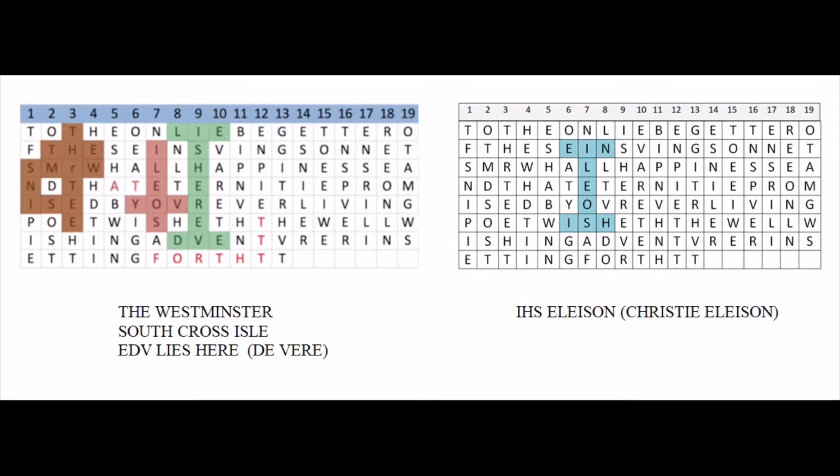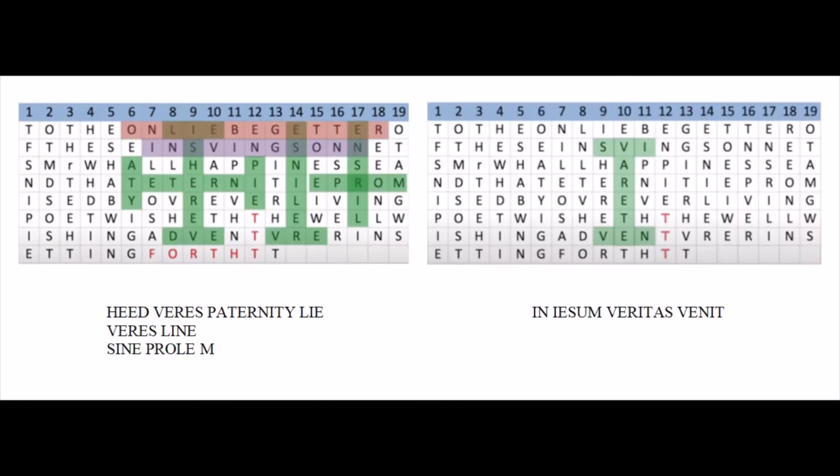Regarding the concept of 3 in 1, Alexander Waugh found that 3 of the rebuses tell us where Edward de Vere is buried, with Christi eleison, Christ have mercy, as the benediction over the grave. He also shows 3 messages about a lie in Edward de Vere's line, and 1 message about Jesus, and Iesum veritas venit, meaning, in Jesus the truth comes. I believe we're being told that, through Jesus, we will discover the truth about Vere's line.